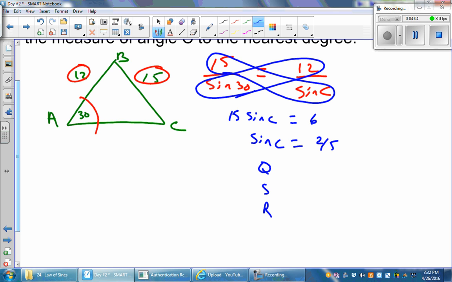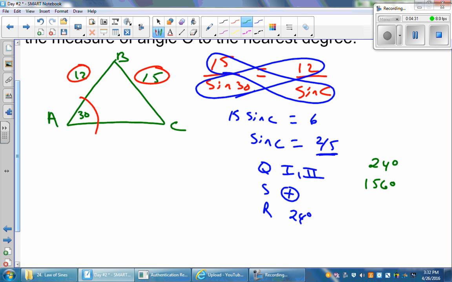I'm going to take a look at my quadrant, my sine, my reference angle. This fraction is positive. Sine is positive in quadrants 1 and 2. Again, I'm going to use my calculator, second sine 2 divided by 5, to find that reference angle. Reference angle in this case is going to be 24 degrees. Once I know that that angle is 24, I have to check my potential answers. My first quadrant answer is that 24 degree answer. My second quadrant answer is 180 minus 24, which is 156.